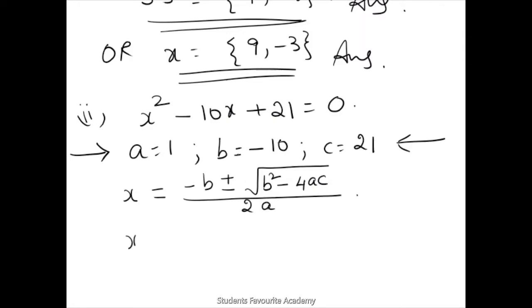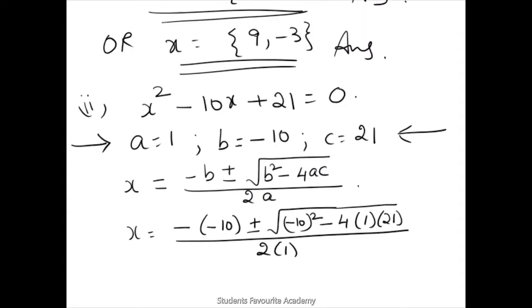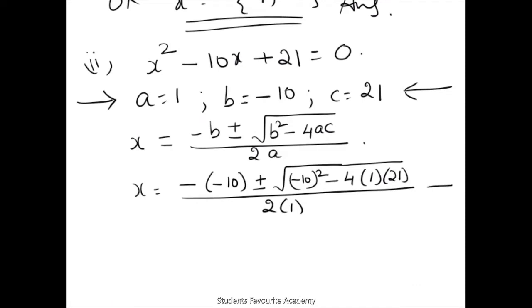Now let us substitute. x is equal to, in place of b it is minus 10, so minus of minus 10. Are you following this? b itself is minus 10, and already a minus sign is there in the formula, so that is why minus of minus 10 plus or minus square root of b square, which is minus 10 square, minus 4 into a, which is 1, and c, which is 21, upon 2 into a, which is 1. We have substituted. For this step definitely you have marks. This step is called correct substitution in the correct formula. So that we have finished.